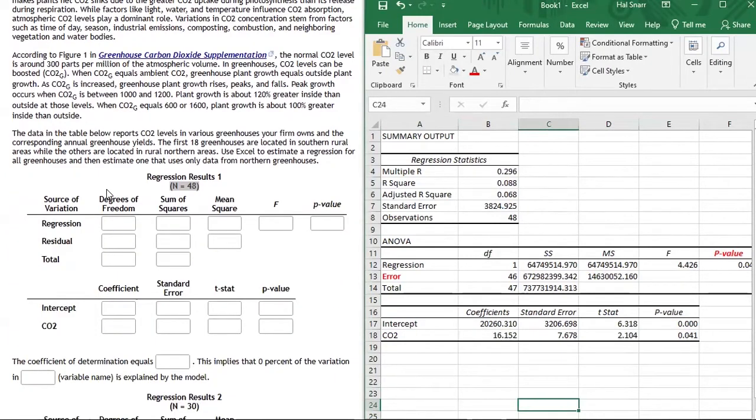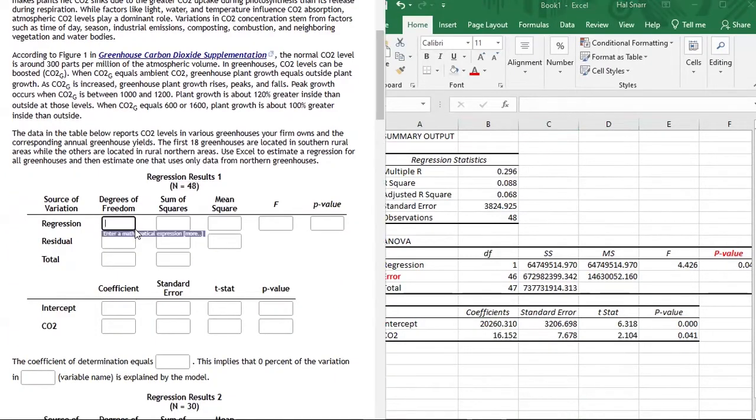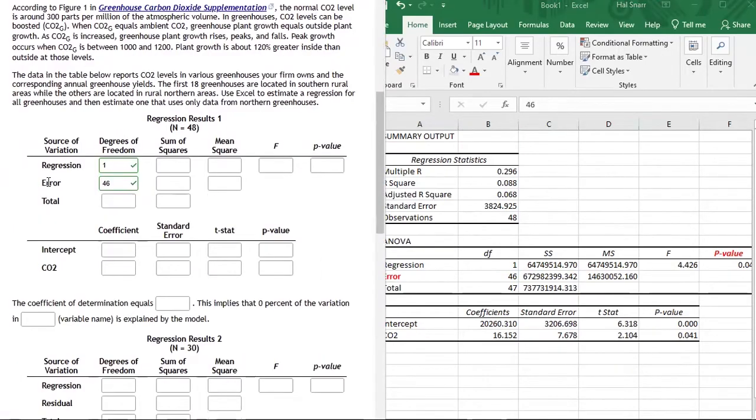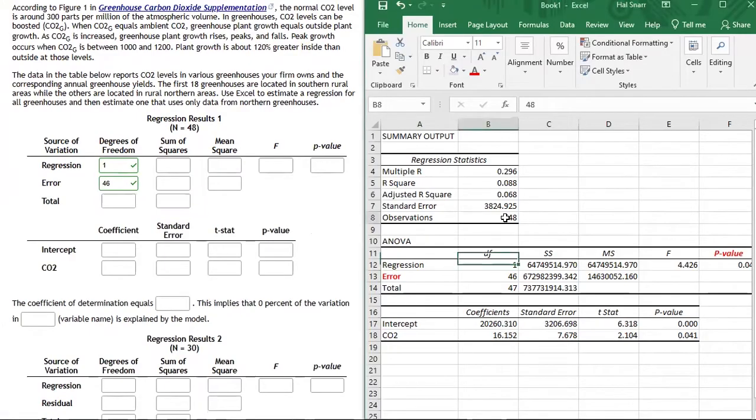Okay, so I need to insert the degrees of freedom. There's only one degree of freedom for the regression, and that's because there's only one X variable, CO2. There are 46 degrees of freedom for the error. I changed that word to error there. And there's 46 because there are 48 observations, but we're estimating two things. We're estimating the intercept of an equation and a slope of the equation.